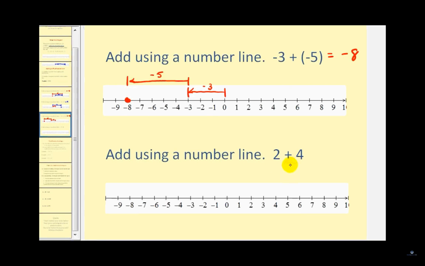Now in this last example, we probably already know the sum is equal to 6. But to model this on the number line, we would start at 0, move to the right 2 units, and then move to the right 4 more units. So our sum would be positive 6. Okay, so that's how you can use a number line to add integers.